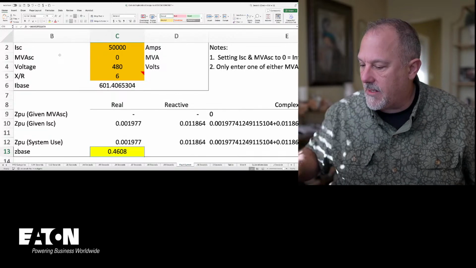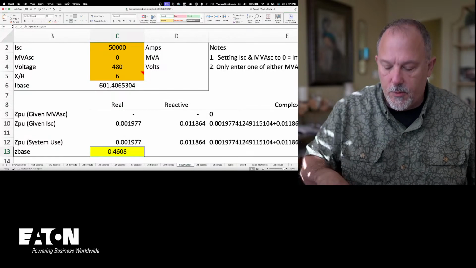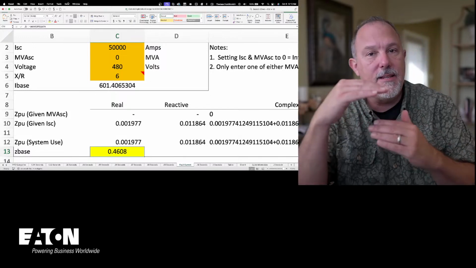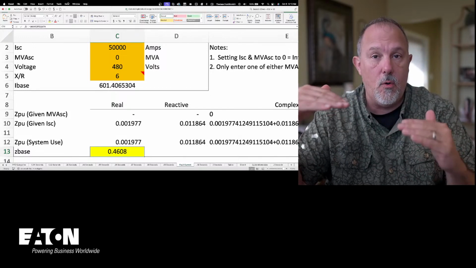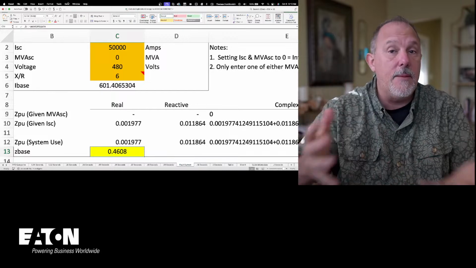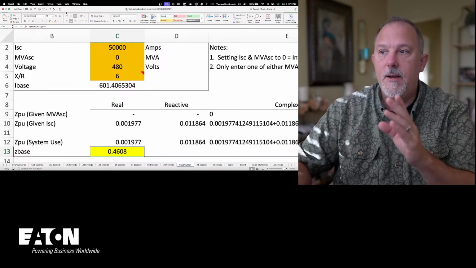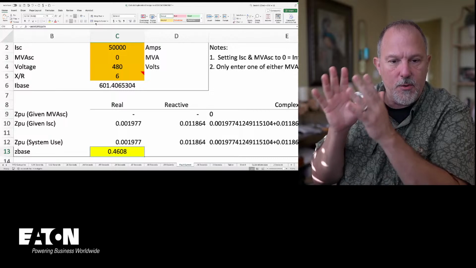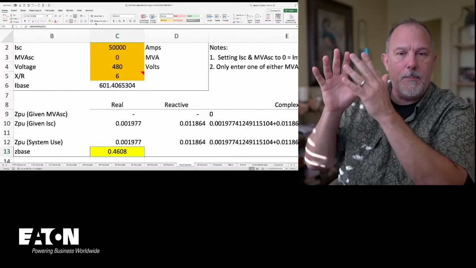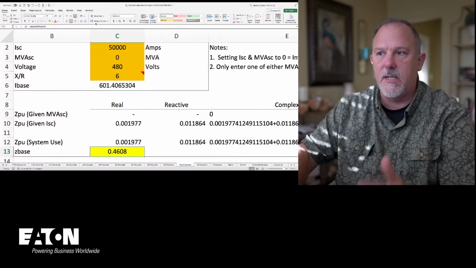Now, why is the base Z very important? When you're doing per unit, I need to take all of my actual ohms and divide that by the base to get per unit. So what I'm showing you here is that I'm doing my per unit calculations in this Excel spreadsheet.